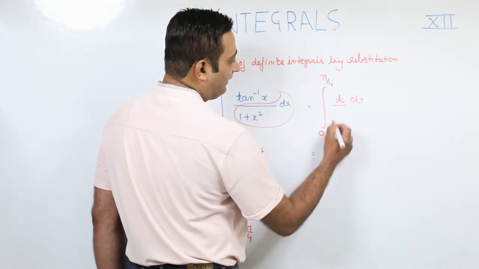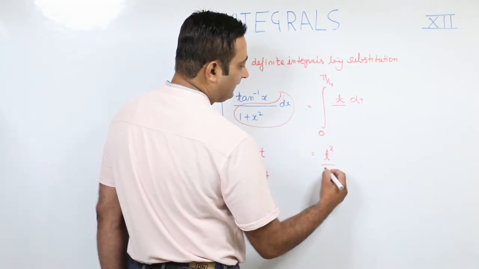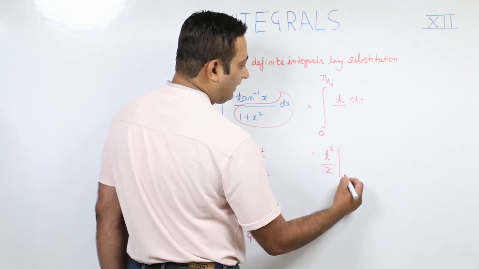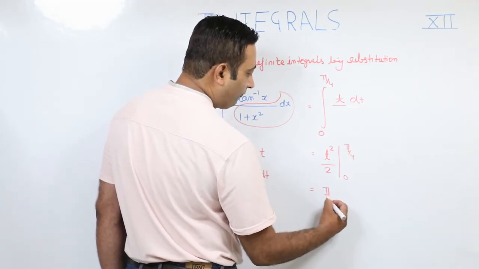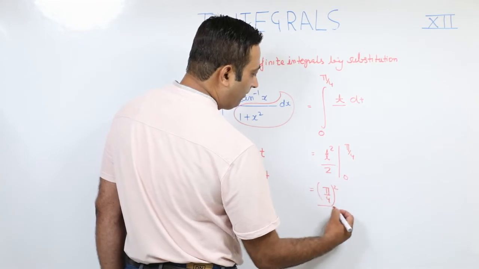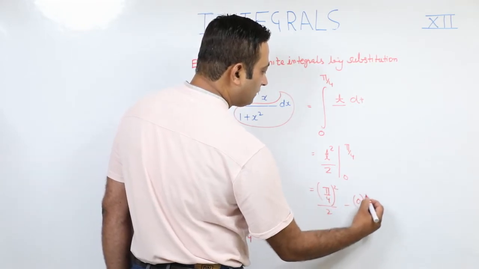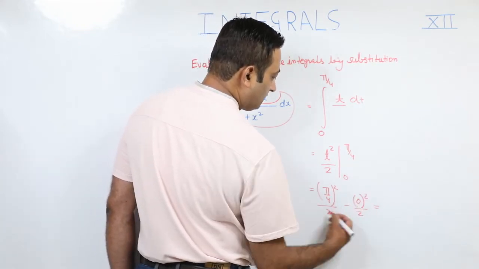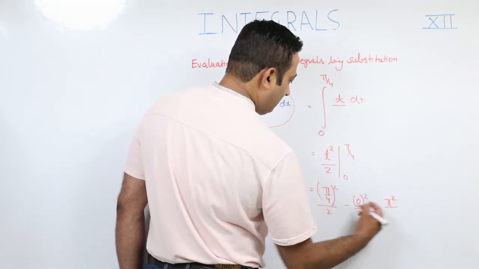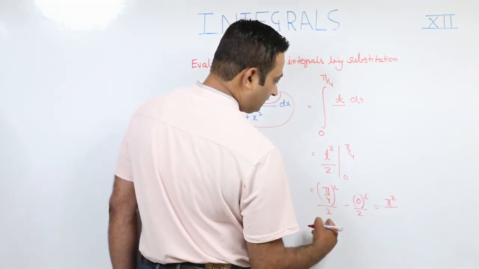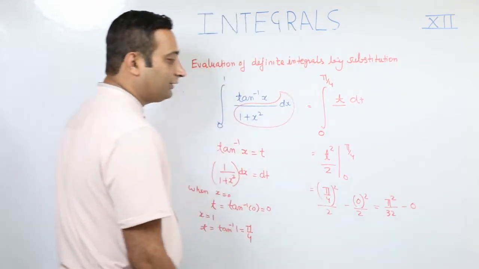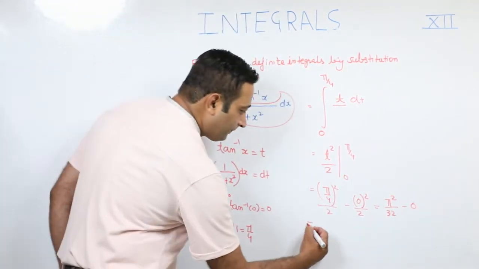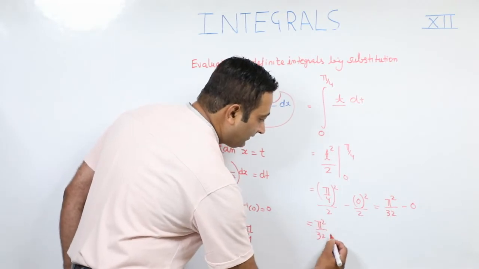So we'll apply the antiderivative here, that will be t square by 2, and apply the limits. So we'll get pi by 4 whole square upon 2 minus 0 whole square by 2, which is equal to pi square by 16 into 2, 32, minus 0. That is our final answer, pi square by 32.